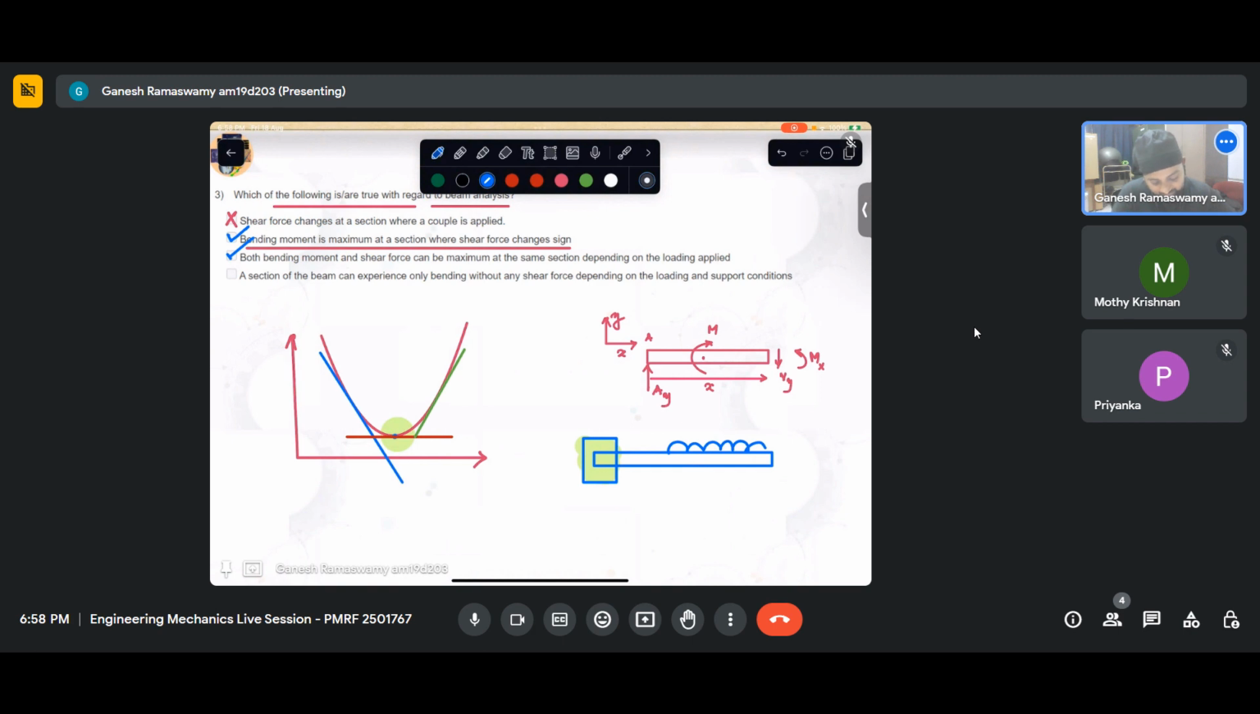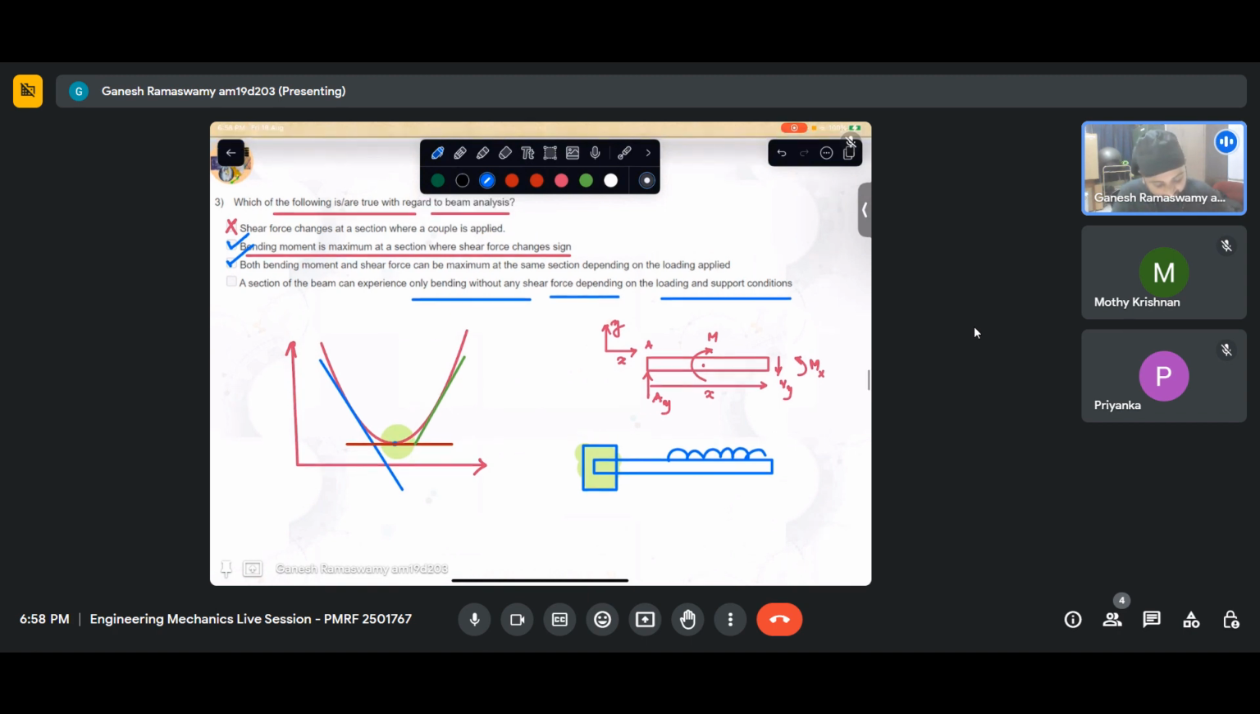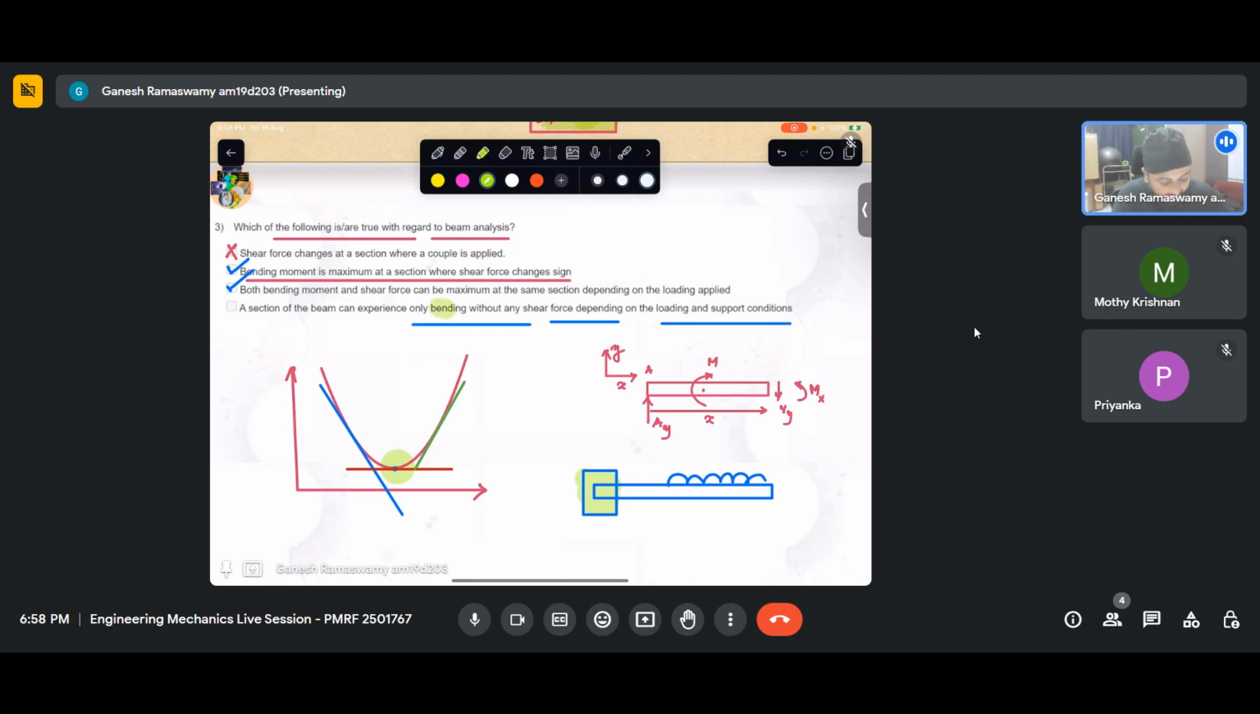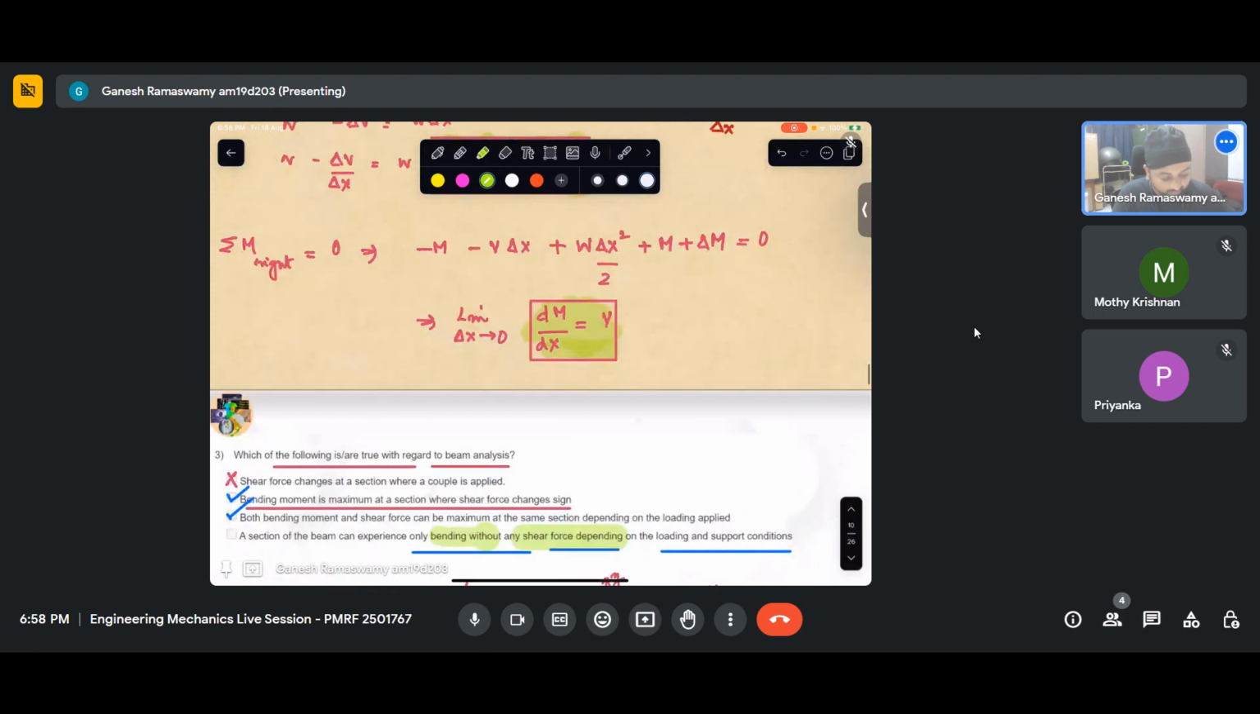Last one: a section of the beam can experience only bending moment without any shear force, depending on the loading and support conditions applied. So essentially we are talking about a condition which deals with pure bending, meaning there is no variation of shear. What this question is asking is a section where bending moment exists but shear force does not, meaning V has to be 0. This means that dM/dx has to be 0. So we are looking at cases where the slope of the bending moment diagram is 0, or in essence where bending moment is constant.